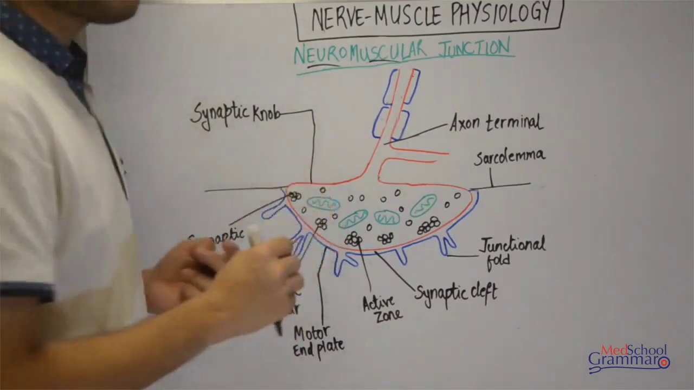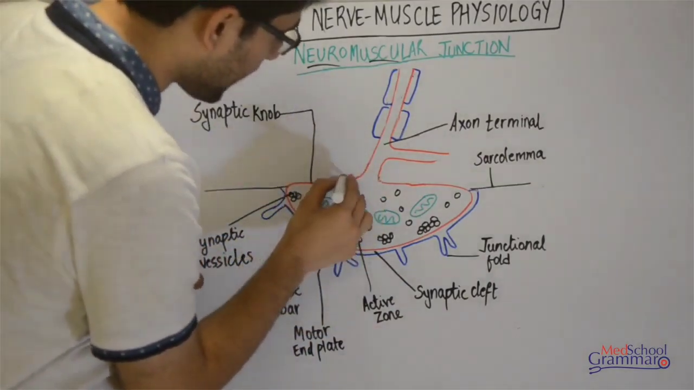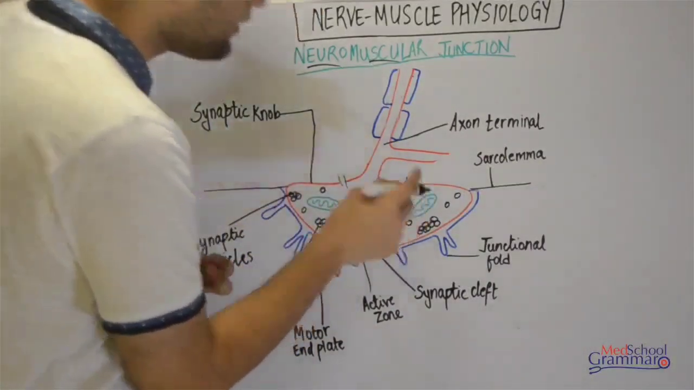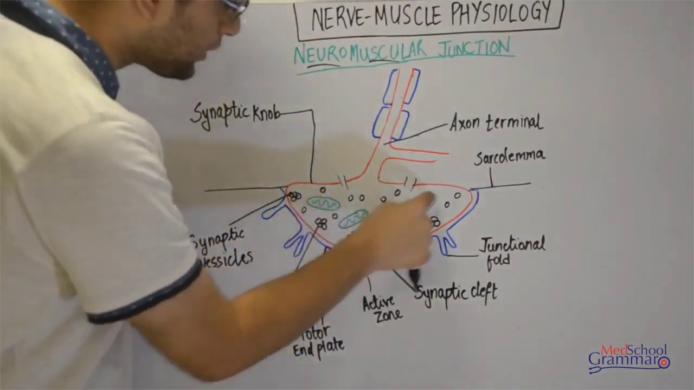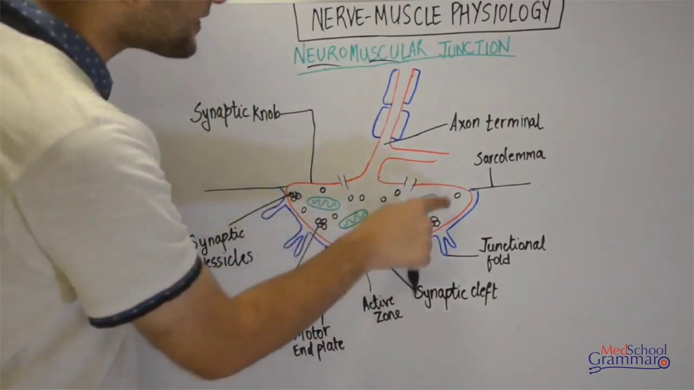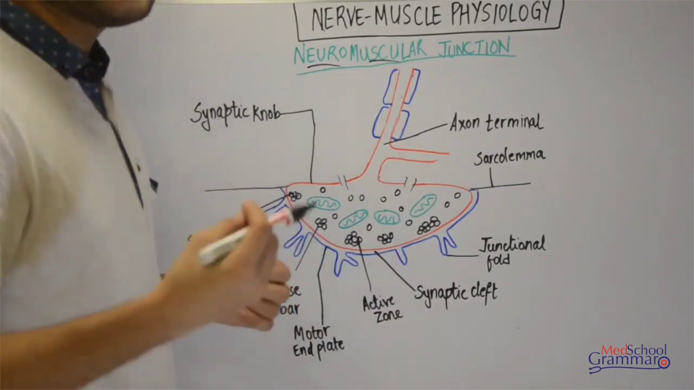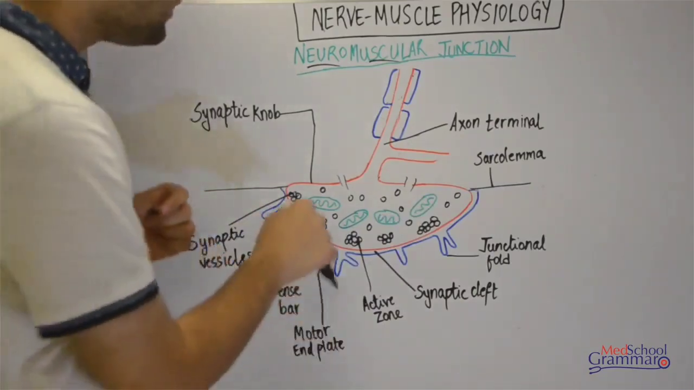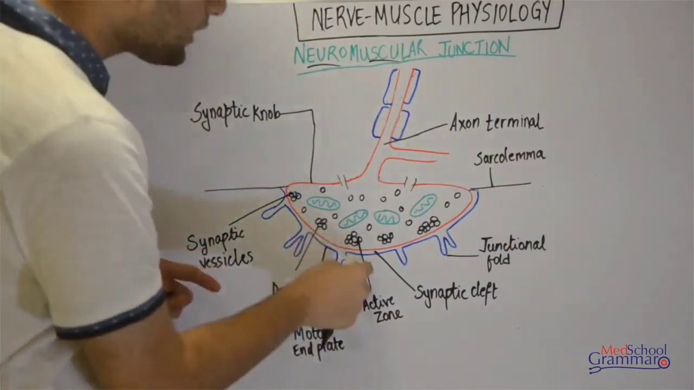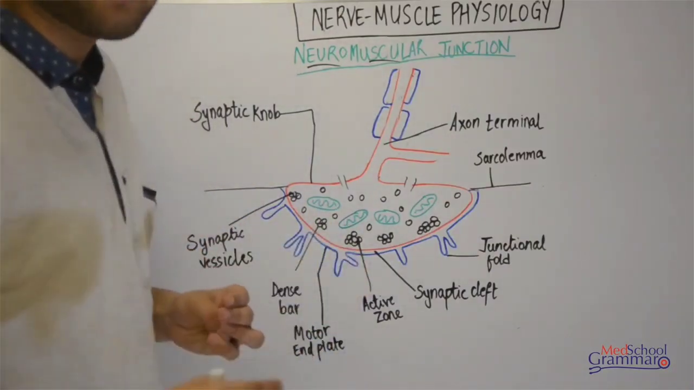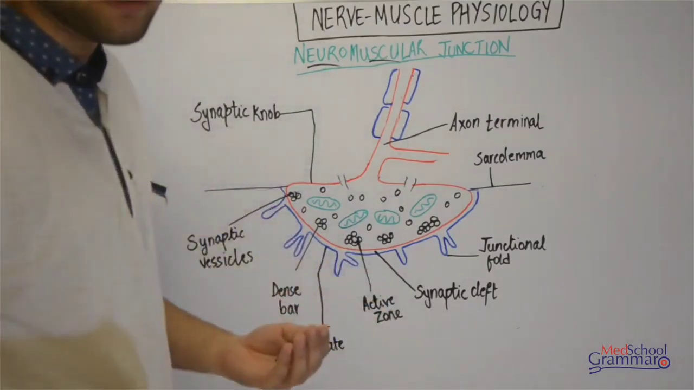The synaptic knob contains something. It has channels for calcium, yes, calcium channels. It has mitochondria. It has vesicles that contain acetylcholine. Acetylcholine is nothing but a neurotransmitter, and these vesicles are where the neurotransmitter is stored. Then comes the postsynaptic part. The postsynaptic part is the muscular part and it is the sarcolemma of the muscle fiber.